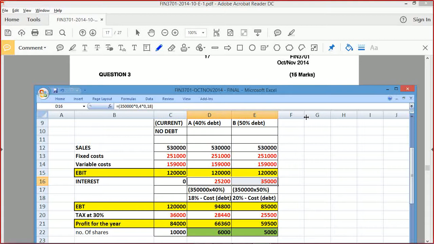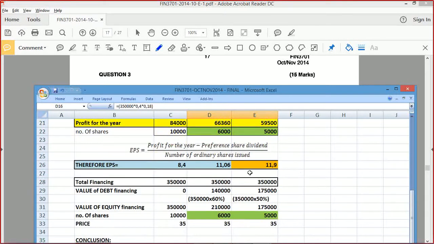Then you've got 28,440 as tax for project A, 25,500 for project B. That comes to 66,360 and 59,500. Then you divide by your 6,000 shares, because you had to work out the number of shares, which is 10,000. You get 11.06, and then 59,500 divided by 5,000 gives you 11.9. Yes, that's correct. And remember, we would expect the EPS to go up when we introduce more debt. That meets the theory. So, conclusion? You would go with debt structure B.